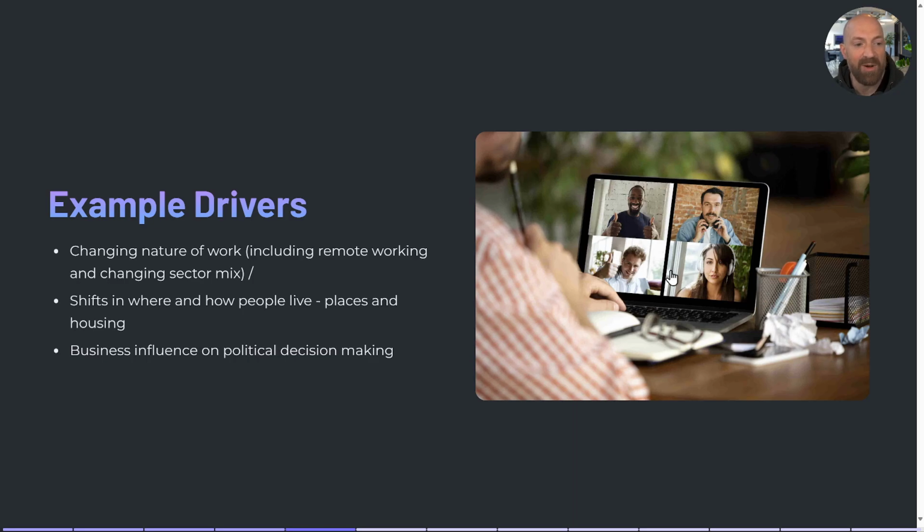Shifts in where and how people live. So we might see people moving into the cities or out from the cities. We might be able to make some fairly good guesses about how this is happening and the rate at which it's happening, but it's still difficult. There's a lot of ambiguity there. And also business influence on political decision making. That's very hard to pin down to specifics. And these drivers are all coming from a piece of work that we will look at shortly as a case study.